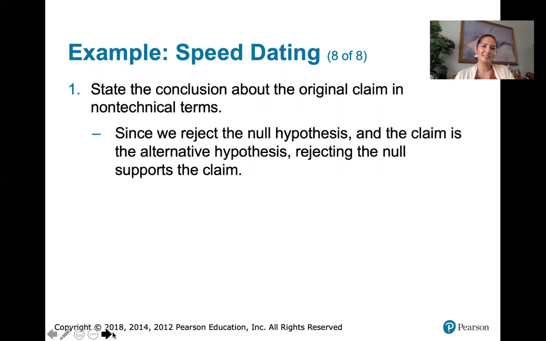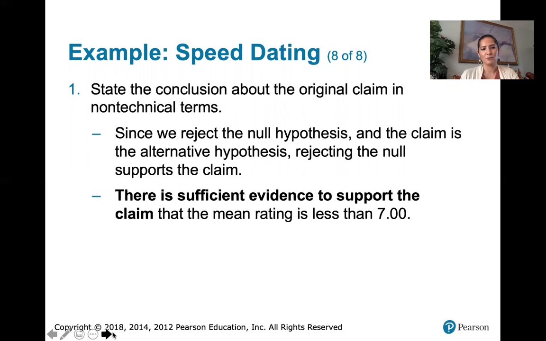And this time the claim was the alternative hypothesis. So when we reject the null, we're actually supporting the claim. So this is how we'll state our conclusion in non-technical terms. We're going to say there's sufficient evidence to support the claim that the mean rating of females of their speed dating partners is less than 7.00.